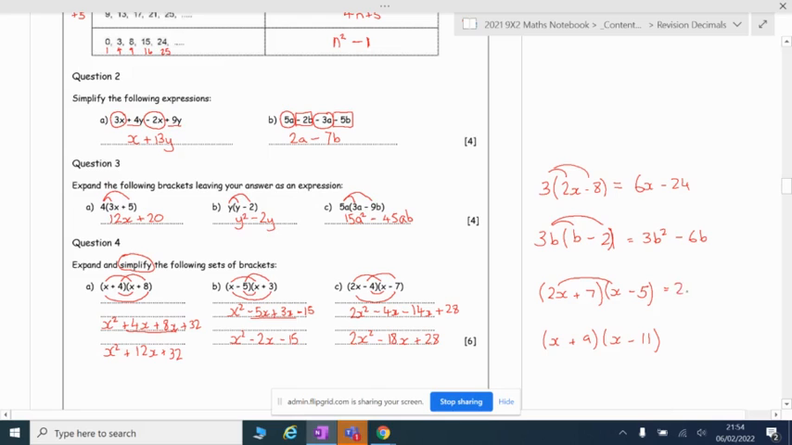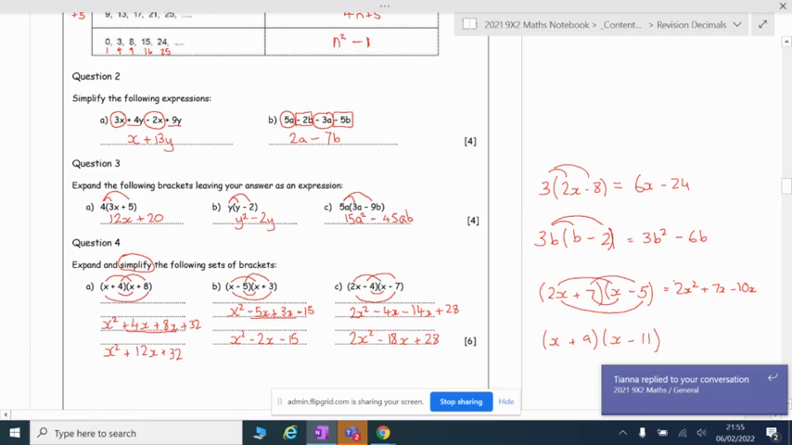2x times x is 2x squared, plus 7x minus 10x. And that's minus 35.